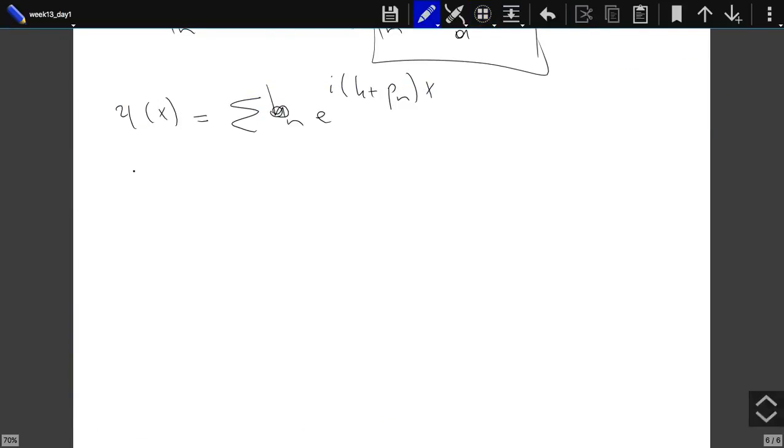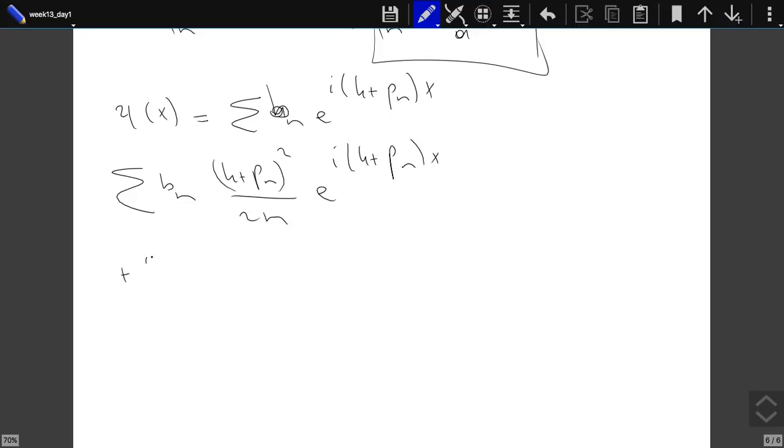So we have this one, sum over m of Bm times (k plus Pm) squared over 2m times e to the power i (k plus Pm) of x. This is the kinetic term. Plus we have the potential term. In the potential term we have lambda over a, sum over L, e to the power i PL of x. This is the V.